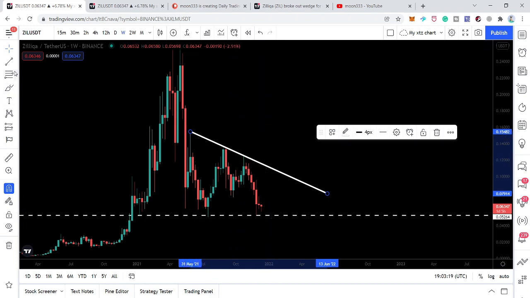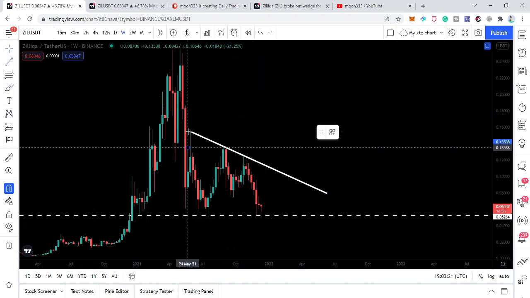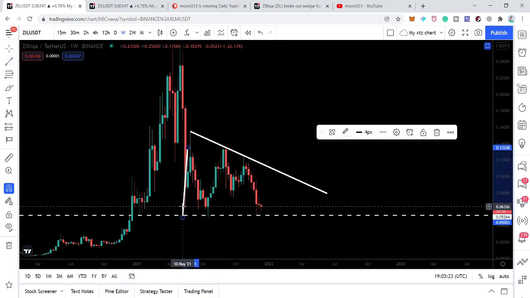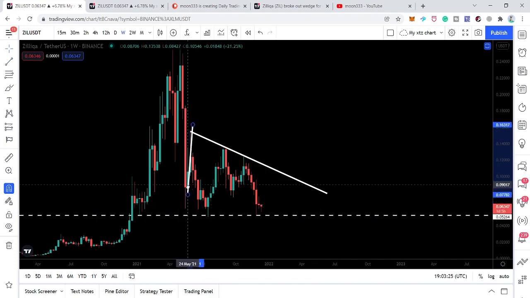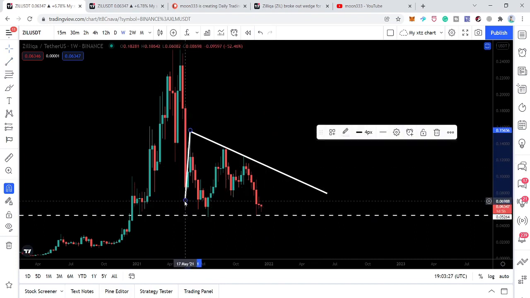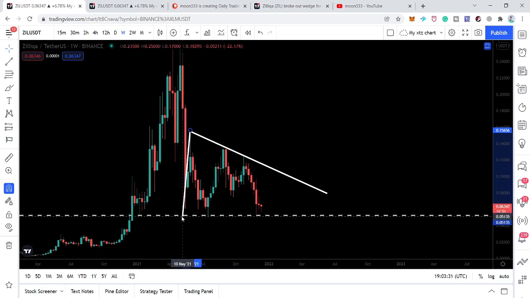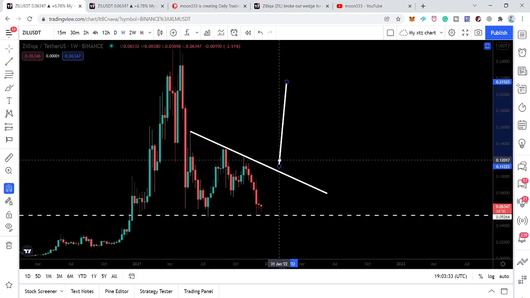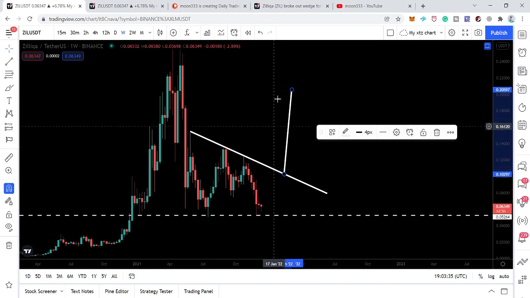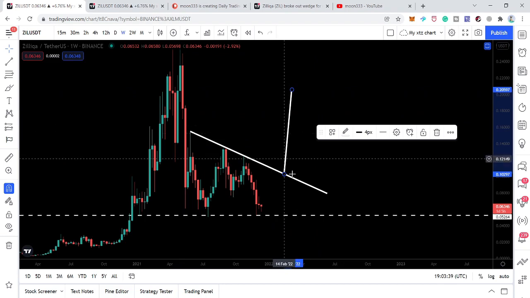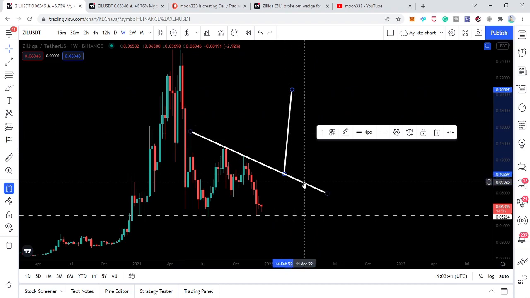And after breaking out this triangle, we can expect the next target approximately, for example, if we have a breakout from here, let me place this trend line from here, then our next expected target will be approximately 20 cents. It depends on where the price line breaks out this resistance of the triangle.